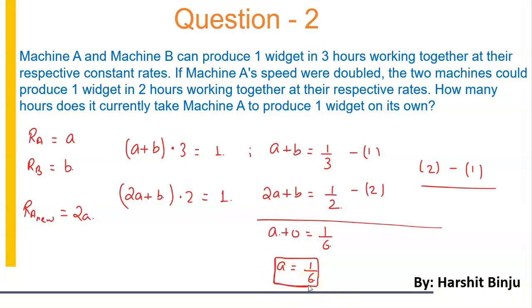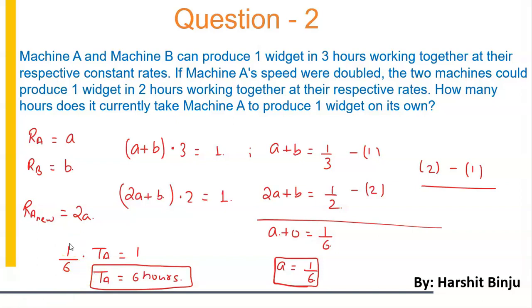Right? The rate at which A is working is basically 1 over 6. Now what's the question? How many hours does it currently take machine A to produce one widget? So rate of A multiplied by time taken by A will be equal to total work, which is equal to 1. So time taken by A to produce one widget will simply be equal to 6 hours. So we are simply forming the equations, right? Nothing else is required for the first two questions.